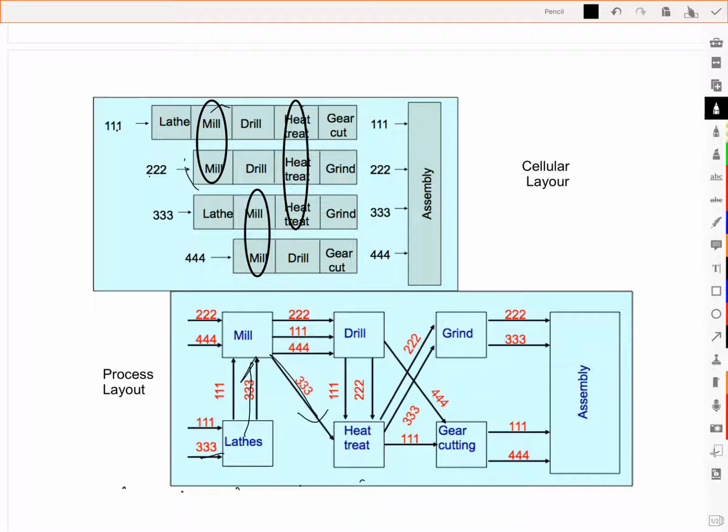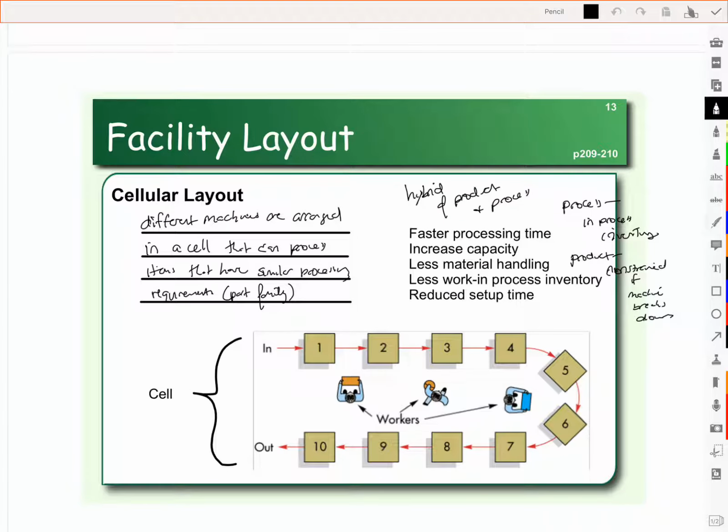On the other hand, we don't have to have 4 milling locations, one for each product. So it's a way to try to find a compromise between the product layout and the process layout. And the idea is that you're trying to increase processing time, increase your capacity, and reduce that work in process and have less material handling.